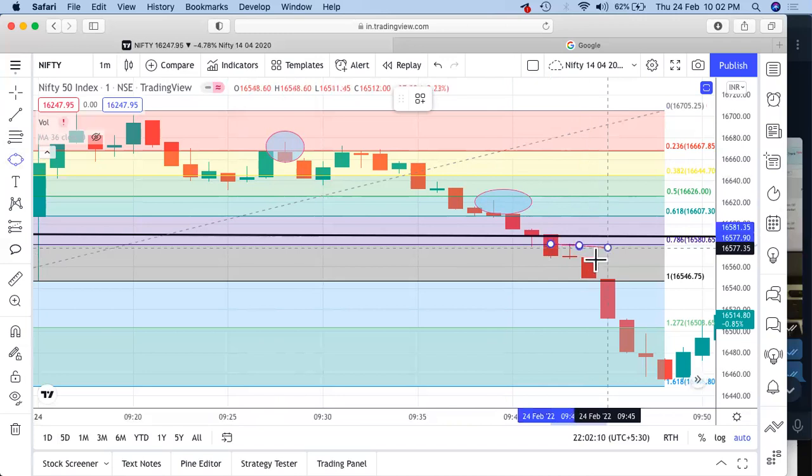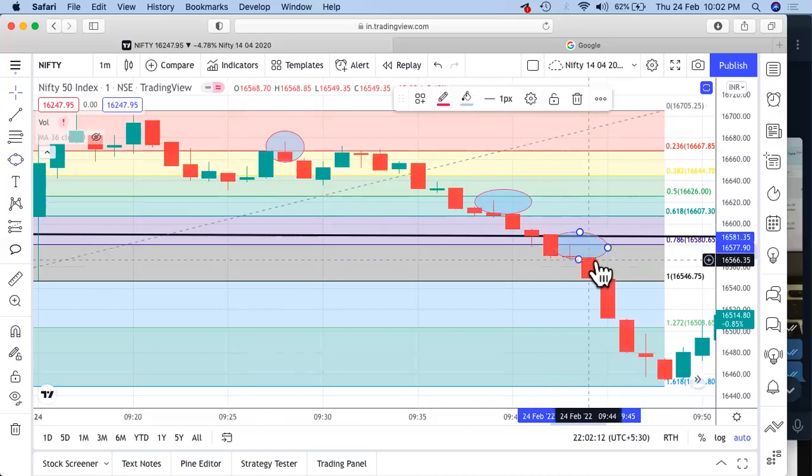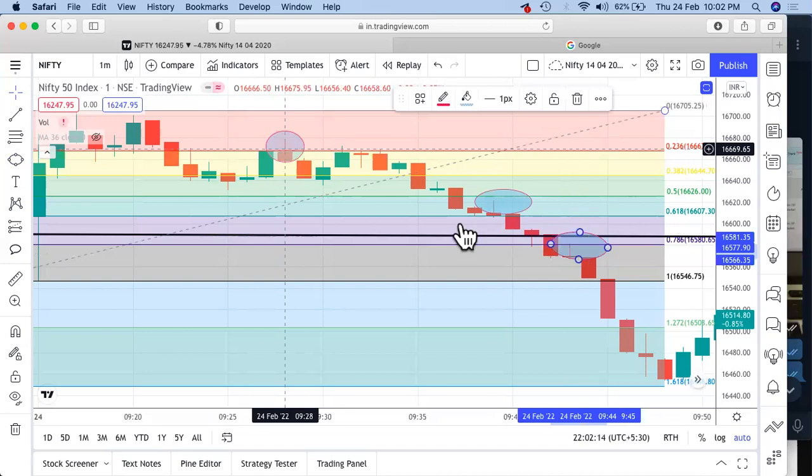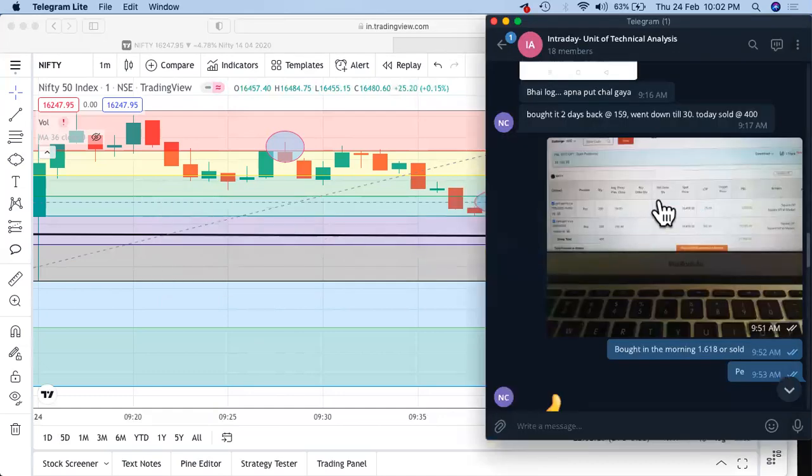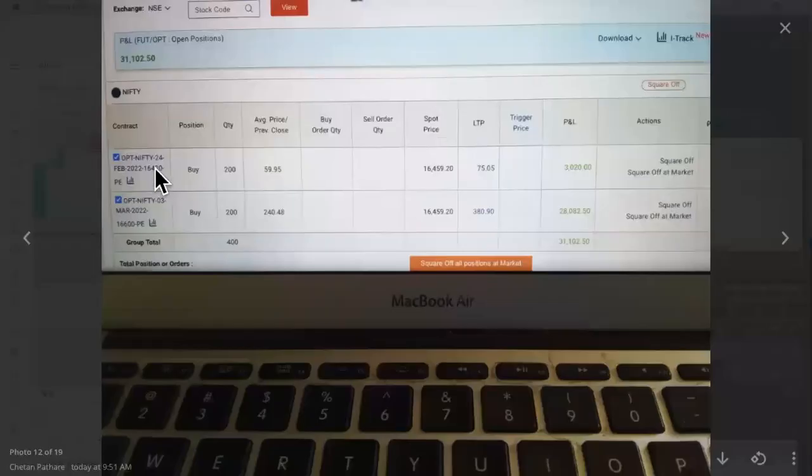So this should be giving me confirmation at all 3 points, that is the 0.236 level, 0.5 level and 0.76 level. Once this was confirmed, I took my second trade, which is of 16,400. My first trade was 16,600.